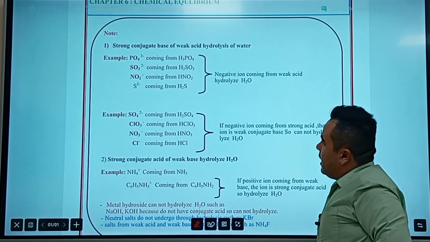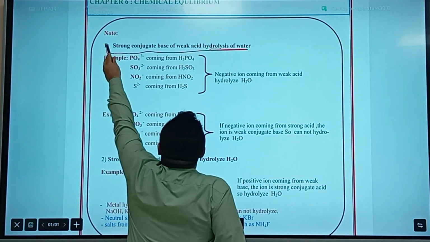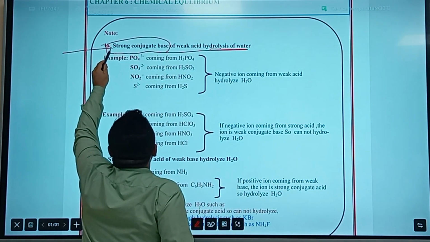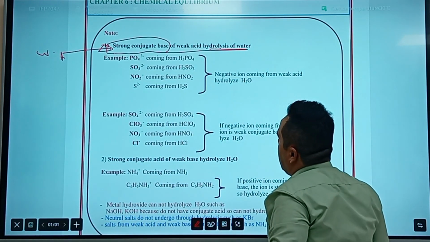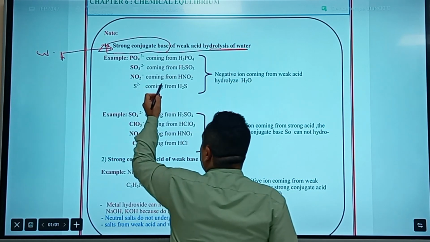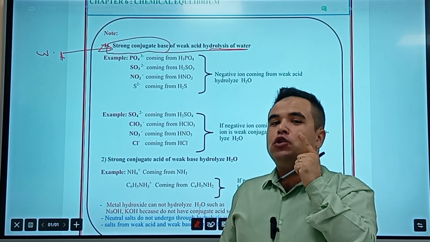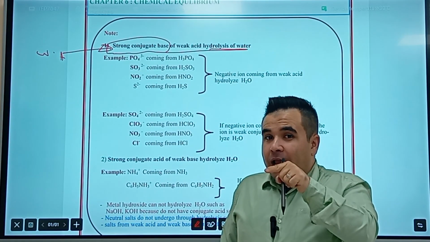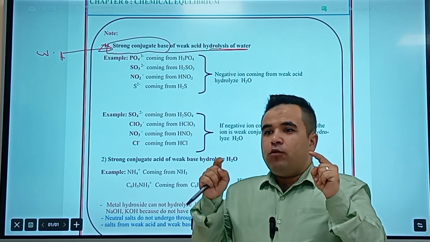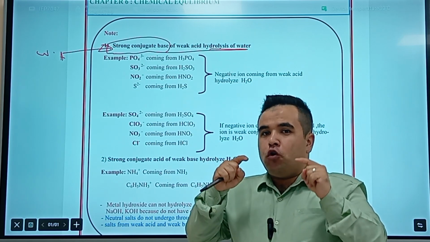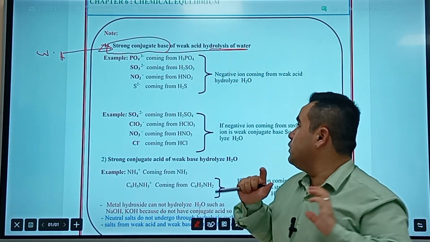Let us talk about these notes, guys. Strong conjugate base of weak acid hydrolyzed with water. Strong conjugate base, we can obtain from what, guys? From weak acids. There will be a type of question that will ask, which of the following ions hydrolyze? If it asks which of the following ions hydrolyze, you have to choose an ion that's a strong conjugate acid or a strong conjugate base, but obtained from weak acid and weak bases only.